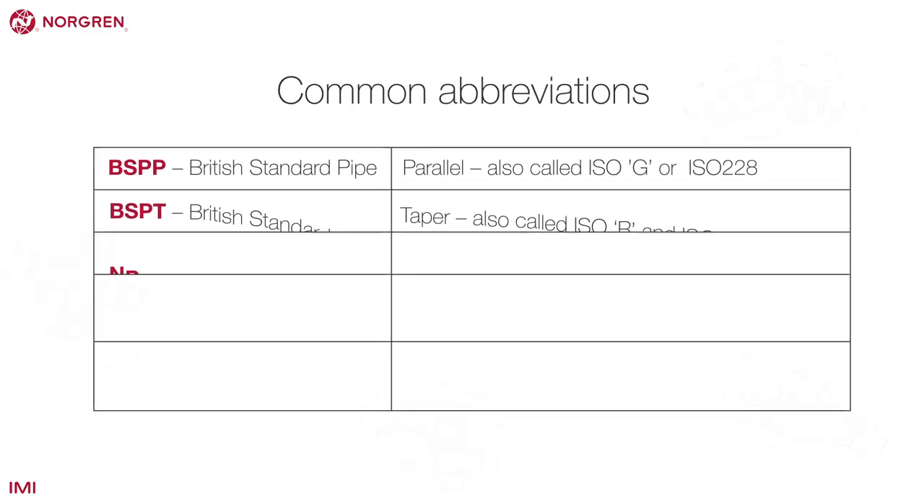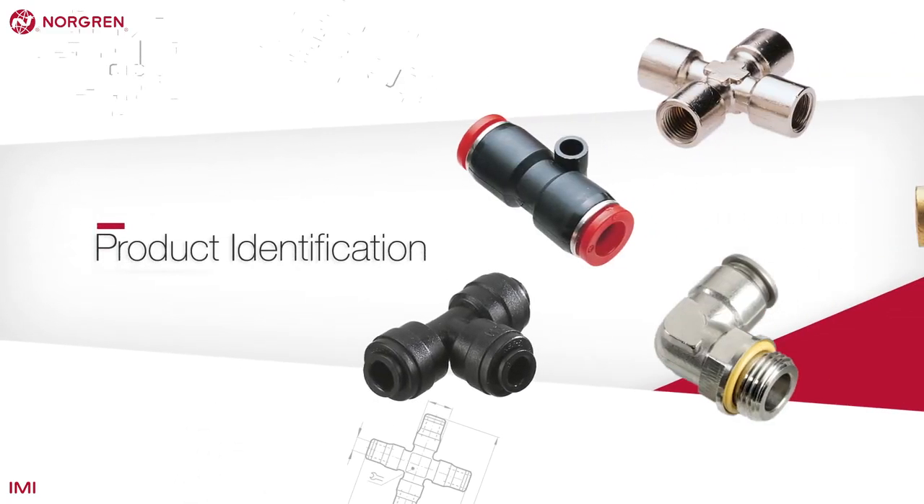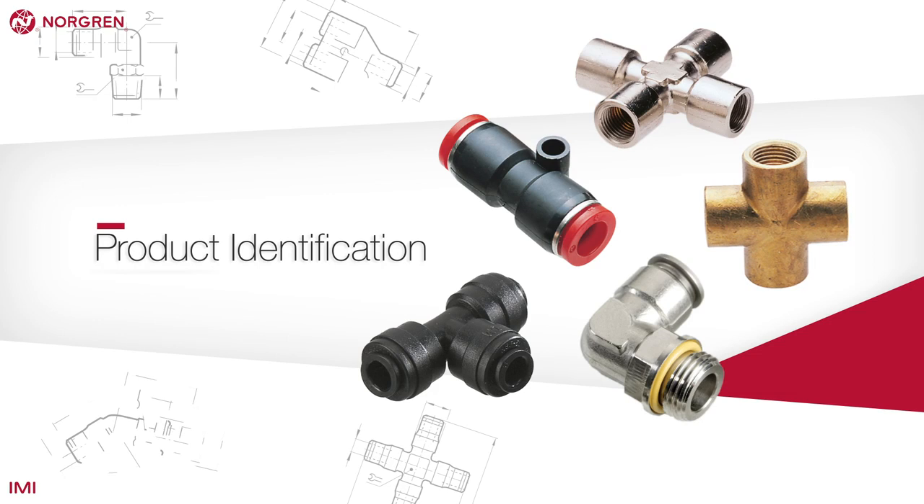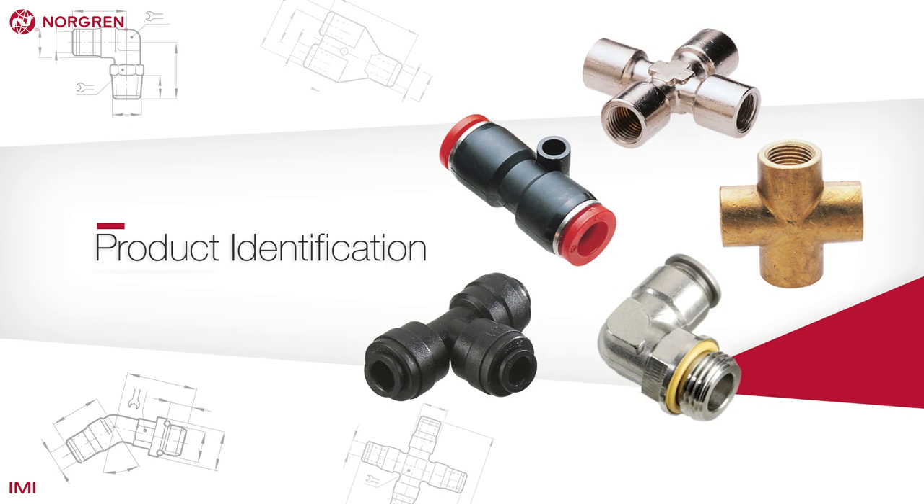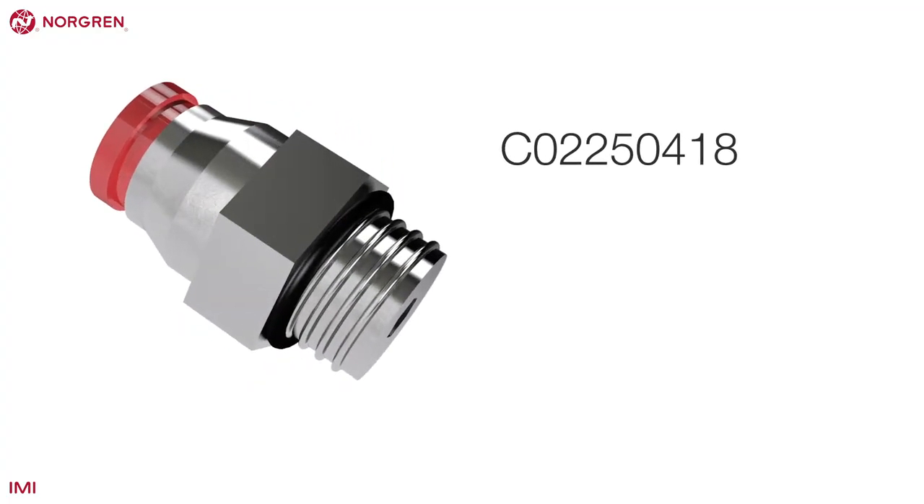Here are some abbreviations that are commonly used. Norgren's fittings are identified in a similar way to other product ranges. The following example applies to a number of ranges. For the older products, you still have the choices, but they are not laid out in exactly the same format.